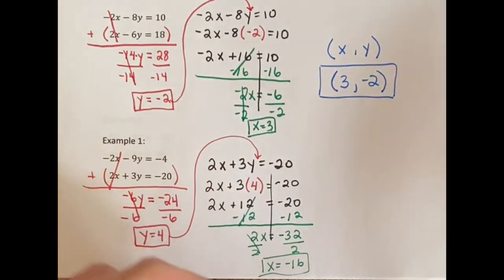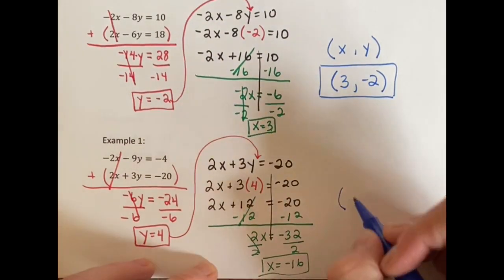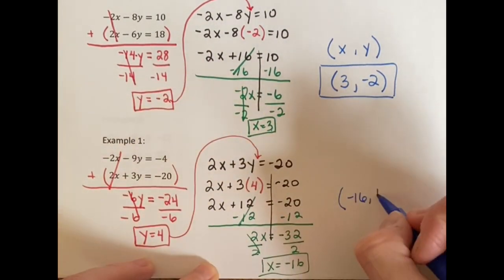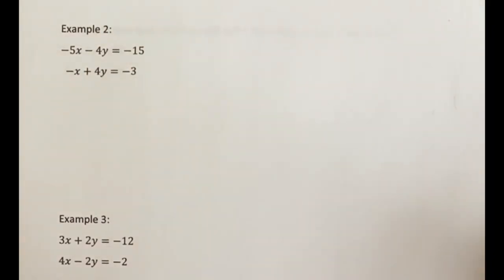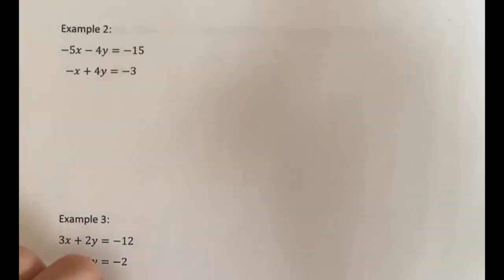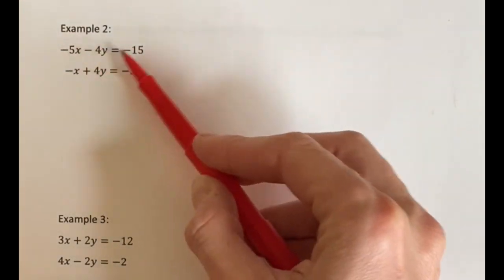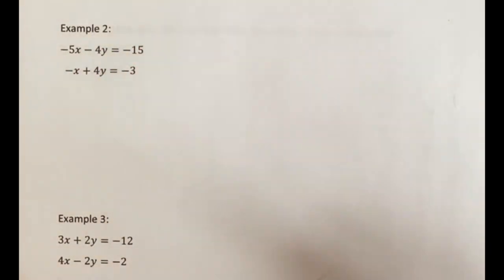Then I need to write my answer as an ordered pair. My x is negative 16, and my y is 4. So if we look at example 2, we need to make sure they're both in standard form. So I have x, y equals a number, x, y equals a number.